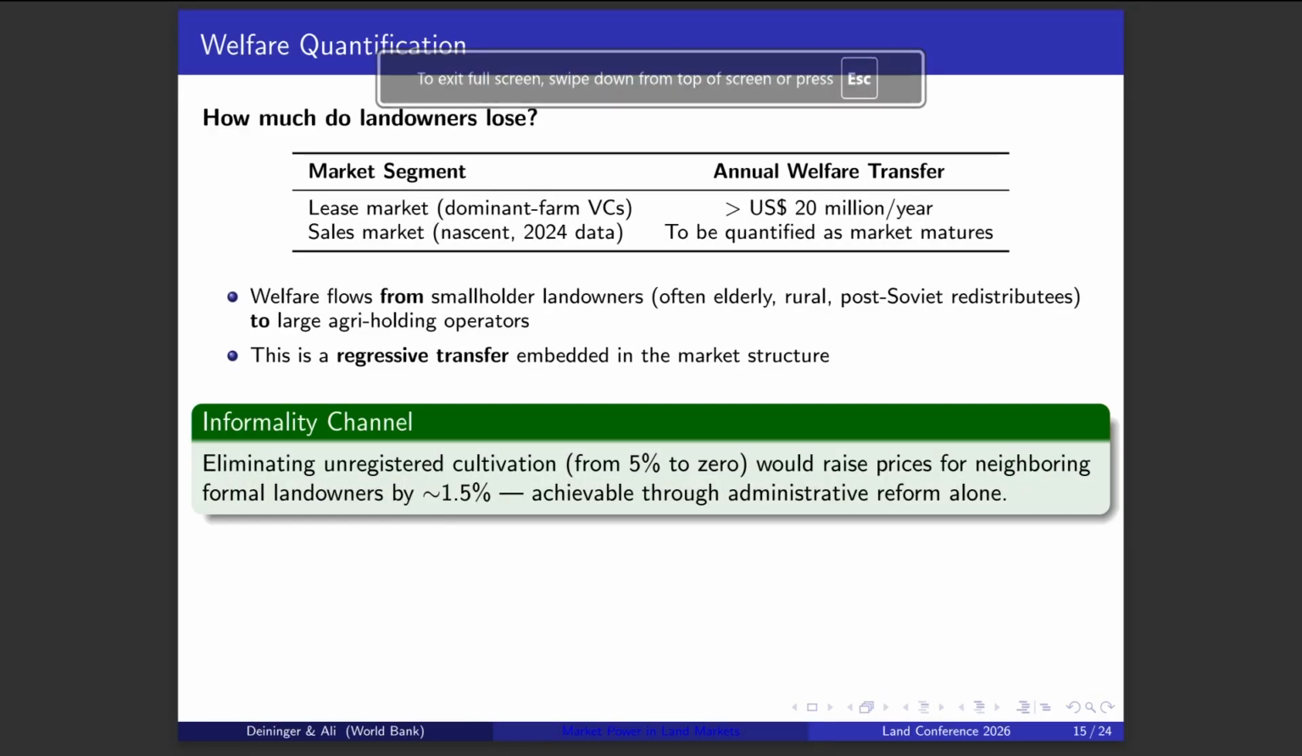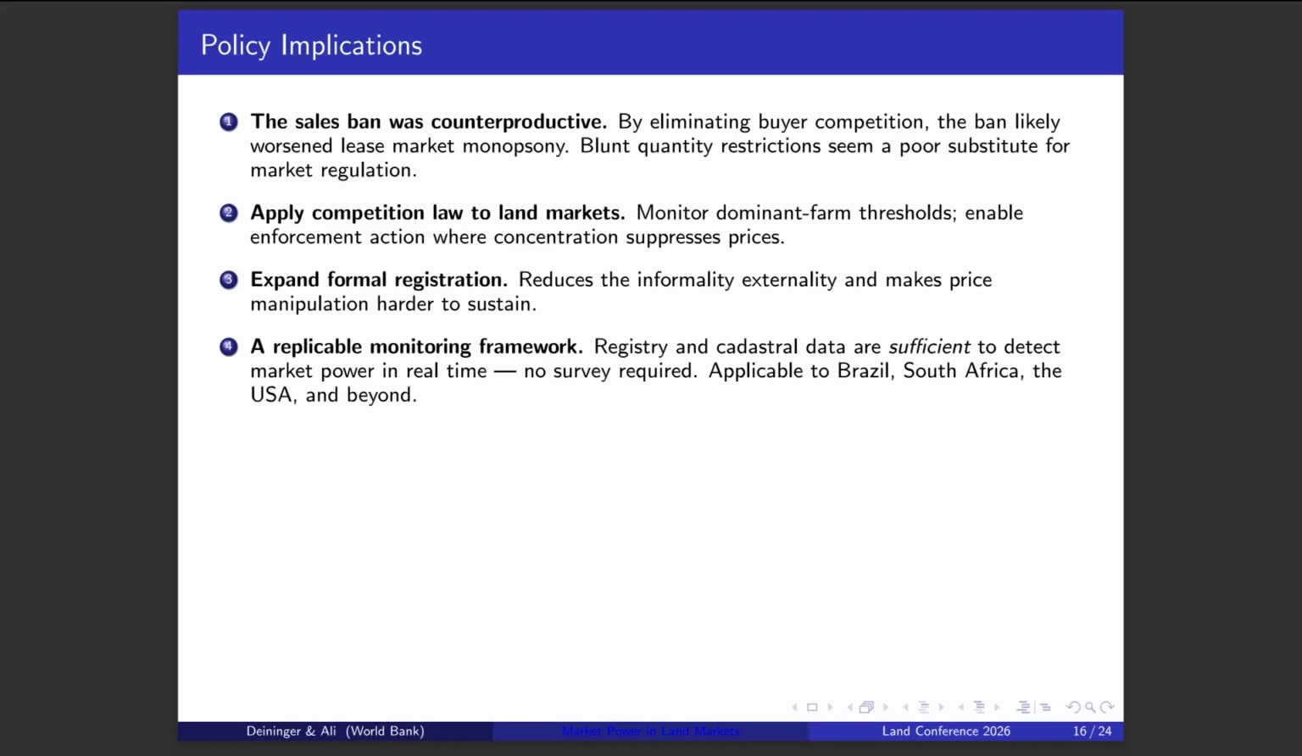So finally, we did some back of the envelope calculation, and we see that welfare flows from smallholder landowners to large agri-holding operators. It's in the range of 20 million US dollars per year. This is, in fact, a regressive transfer embedded in the market structure. One other thing is that eliminating unregistered cultivation, which is roughly 5%, would raise prices for neighboring farm landowners by about 1.5%, which could be achievable through administrative reform alone.